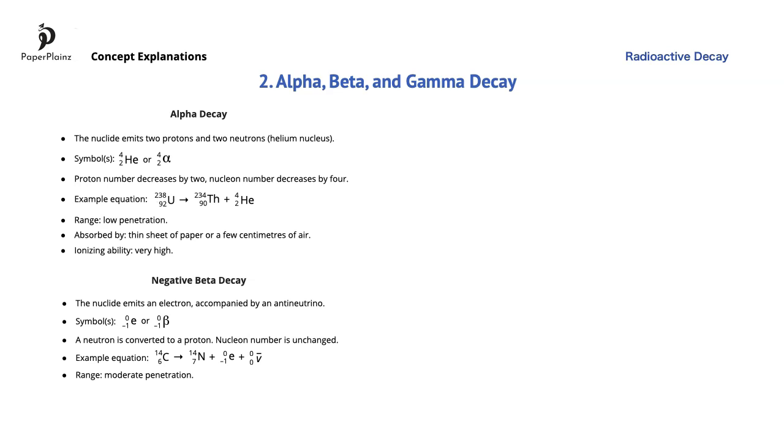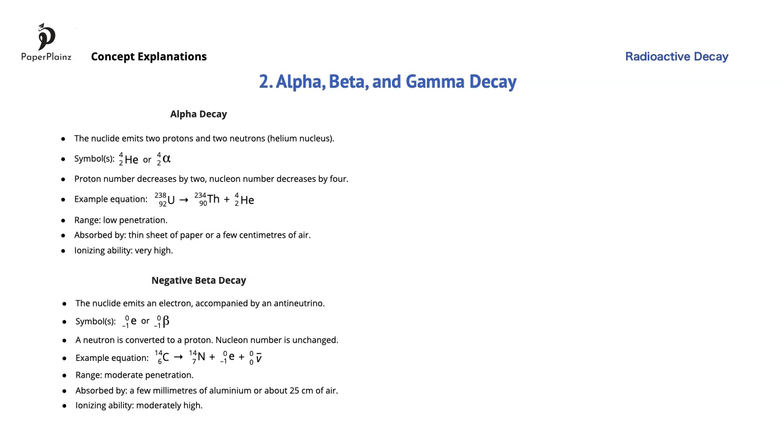Therefore, it has a moderate penetration range and is absorbed by a few millimeters of aluminum or about 25 centimeters of air. Beta particles have a moderately high ionizing ability.